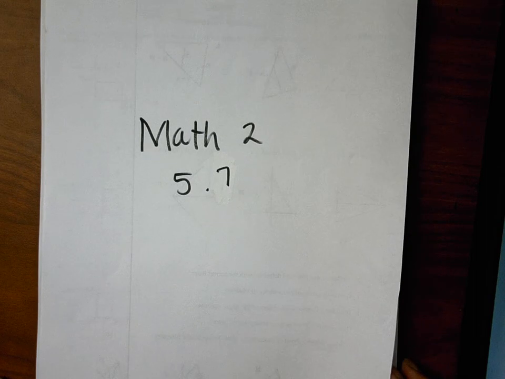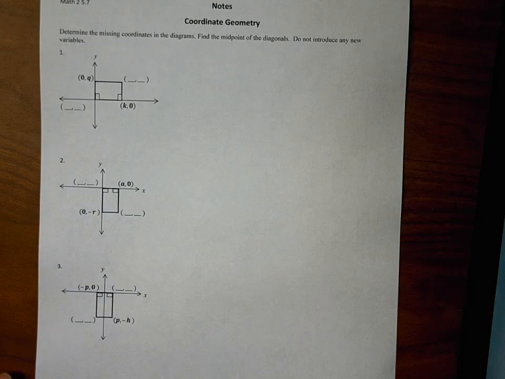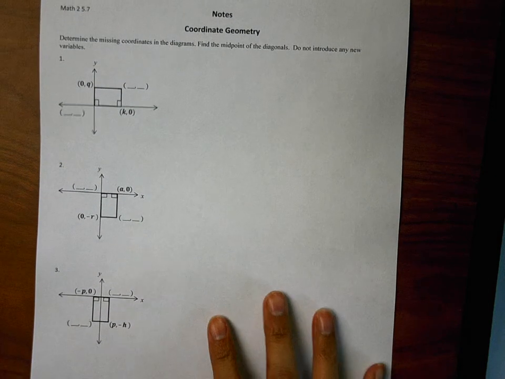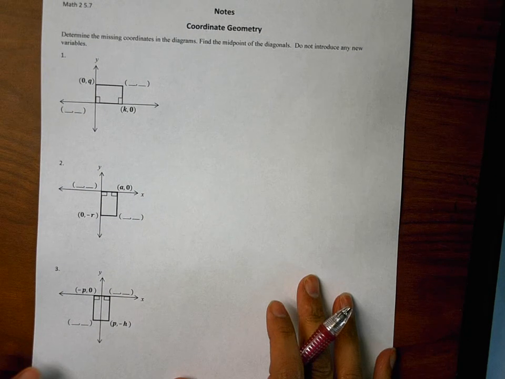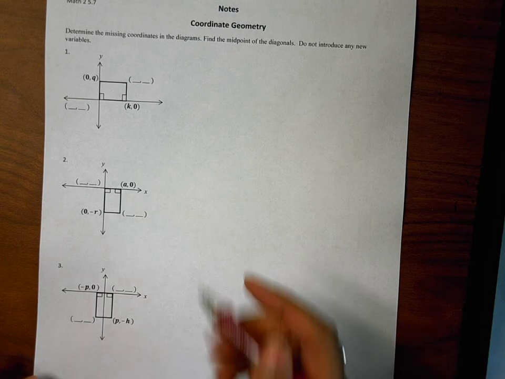This is Math 2 5.7 notes. That's Unit 5, Lesson 7. You should have received this handout in class. If not, you can print it out yourself from my website.